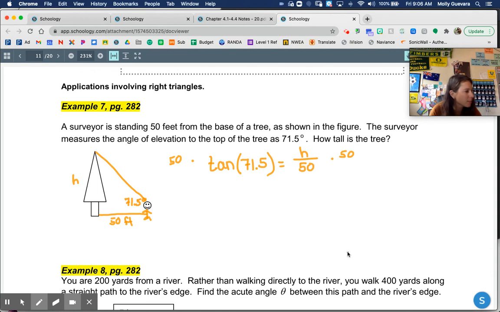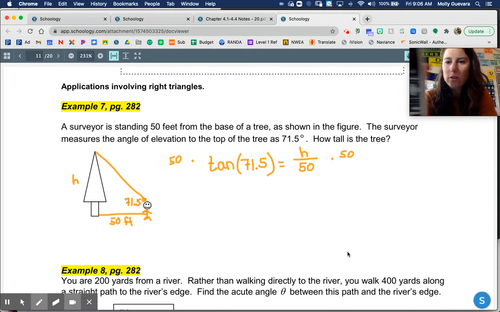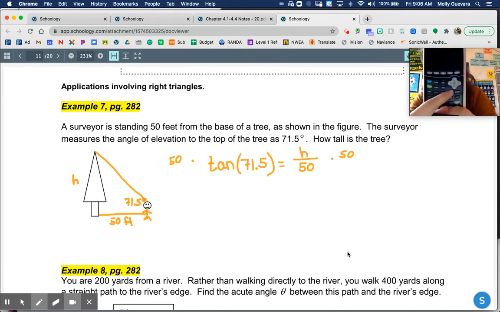This calculator is dead, but I can at least show you. Here's your mode button, right next to the second. You go mode, and then you scroll down and make sure that you're in degrees. Your graphing calculator will automatically reset to radians every time the calculator resets. So make sure you're in degrees because they gave you this angle in degrees.